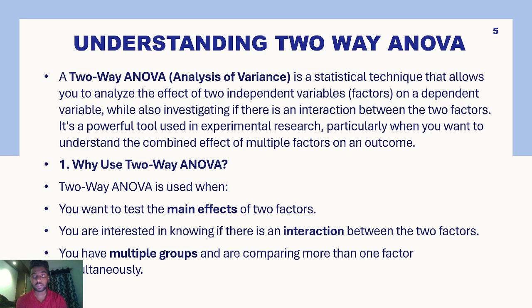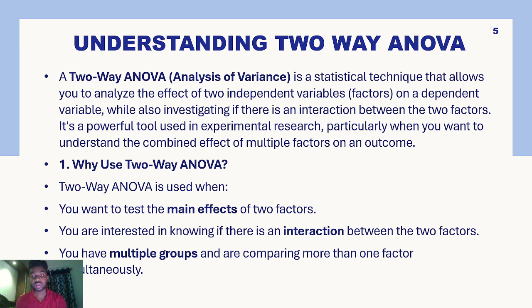Understanding two-way ANOVA. A two-way ANOVA is a statistical technique that allows you to analyze the effect of two independent variables, or factors, on a dependent variable, while also investigating if there is any interaction between the two factors. It's a powerful tool used in experimental research, particularly when you want to understand the combined effect of multiple factors on an outcome.